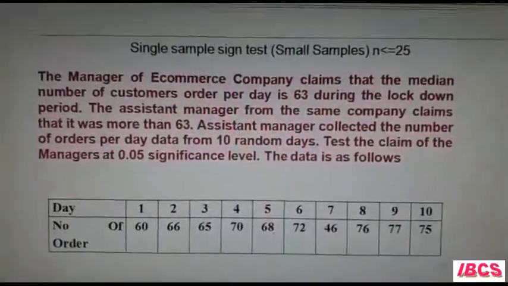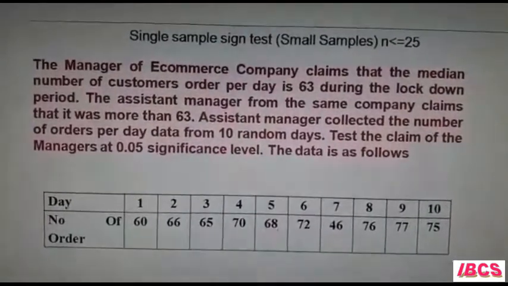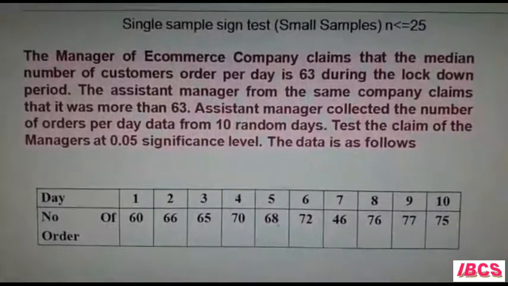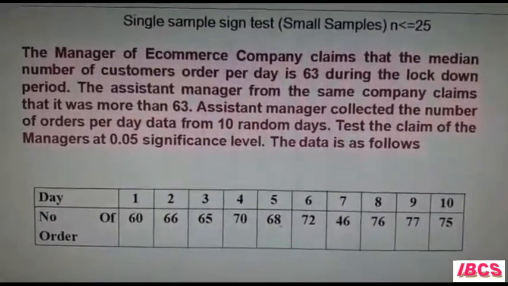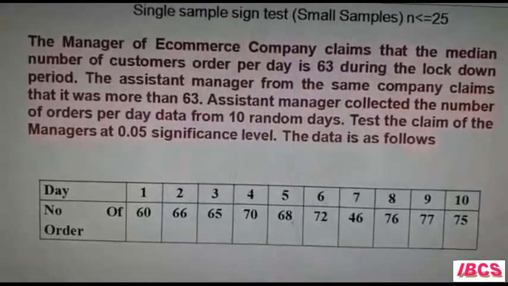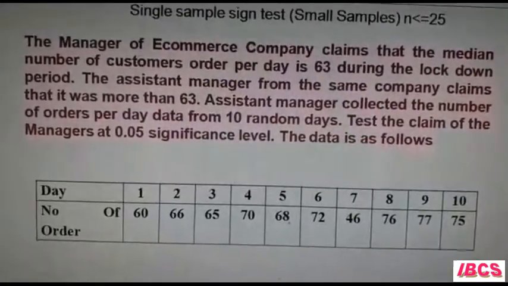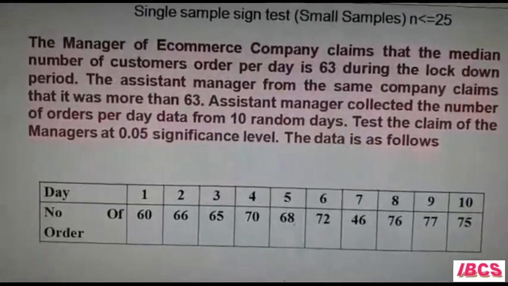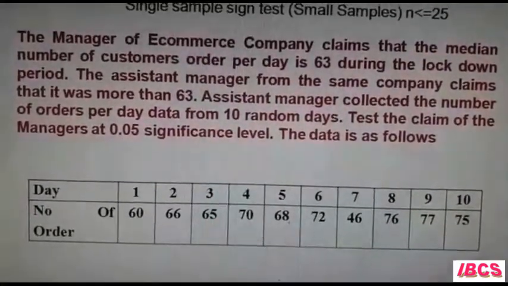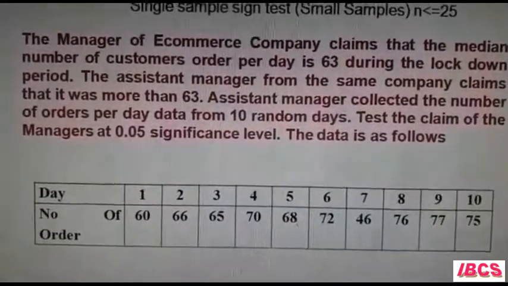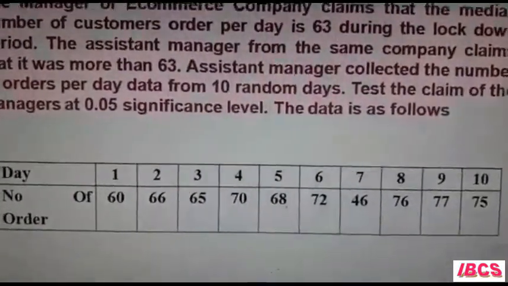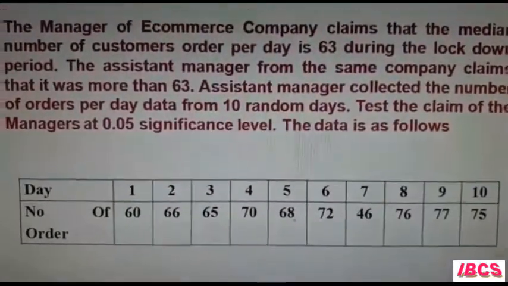Now we'll discuss the sign test for a small sample, that is, n less than or equal to 25. The manager of an e-commerce company claimed that the median number of customer orders per day is 63 during the lockdown period. The assistant manager from the same company claimed that it is more than 63. So he collected the number of orders per day from 10 random days and tested the manager's claim at the 0.05 significance level, and this is the data they got.